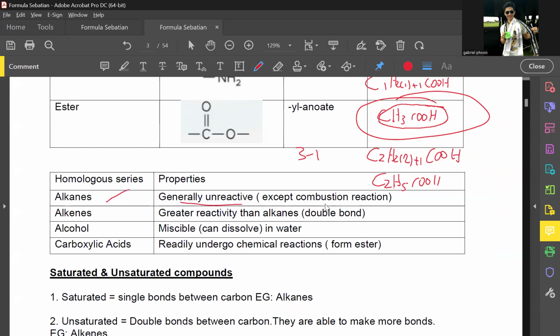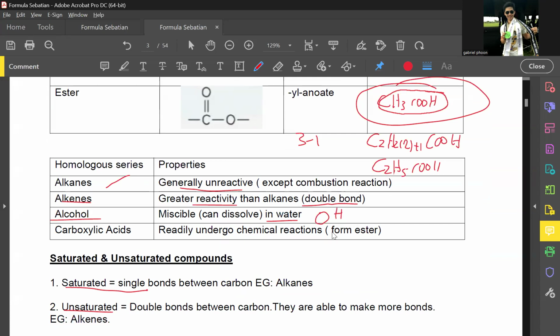Alkanes are unreactive because obviously they have single bonds and they are already saturated. Alkenes are generally more reactive because of the double bond and thus because they are unsaturated. Alcohols are usually miscible, which means to say can be dissolved in water. Generally, they have their OH groups in it, and then carboxylic acid is a form of very weak acid that can go through chemical reaction to form ester.